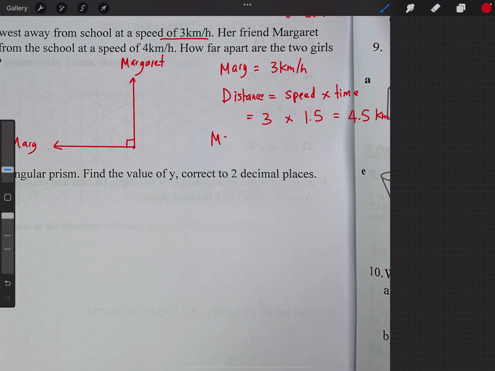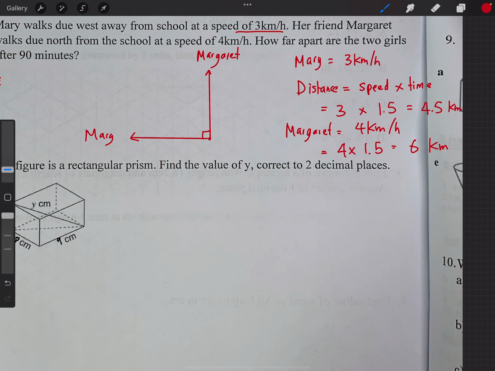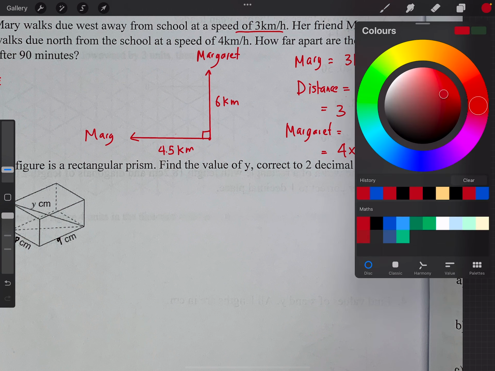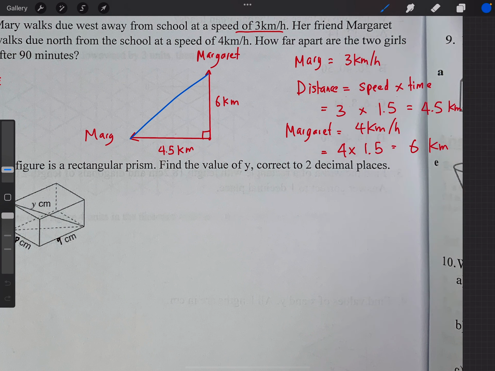Now Margaret has a speed of 4 kilometers an hour, and she also travels for 1.5 hours. So it's 4 times 1.5, and that's going to give you 6 kilometers. So Margaret has traveled 6 kilometers, and Mary has traveled 4.5 kilometers. Now the question is, how far apart are these two?